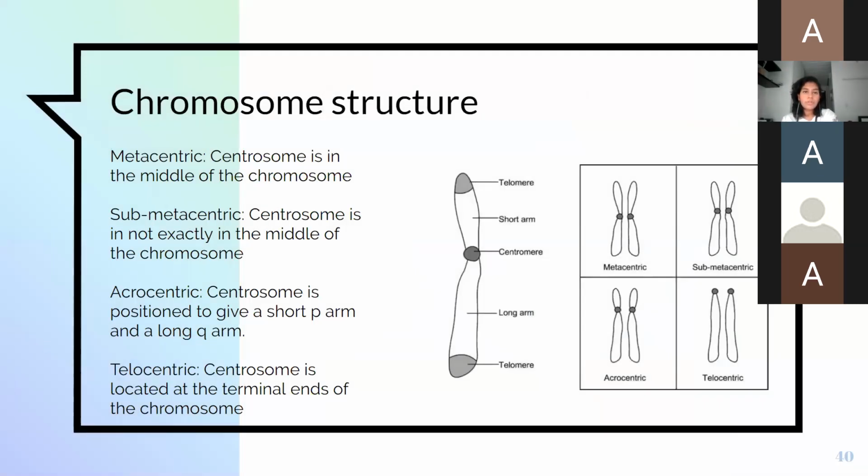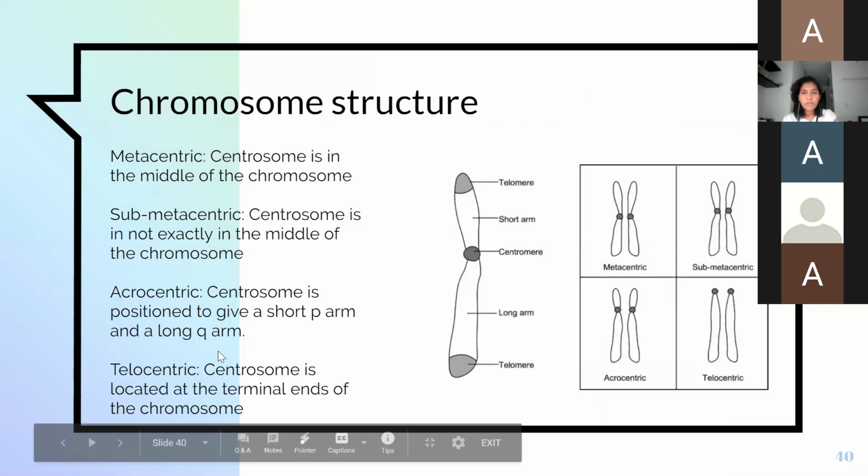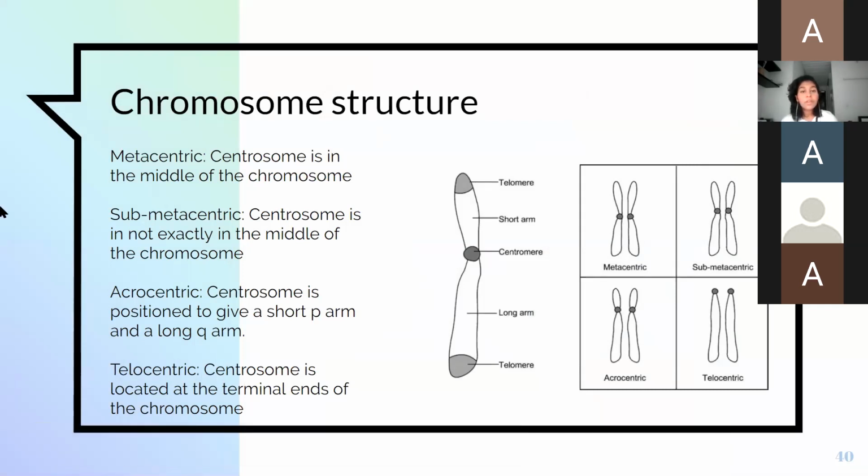So moving on to chromosome structure. We're just going to go through this quickly so that we have an idea of what these chromosomes are. There are 4 types of chromosome structures. You have your metacentric, which is essentially when your centromere is in the middle of the chromosome, and you have equal top arms and bottom arms.